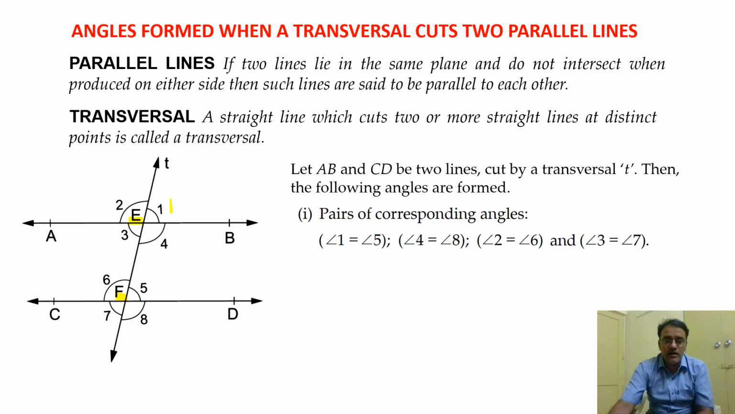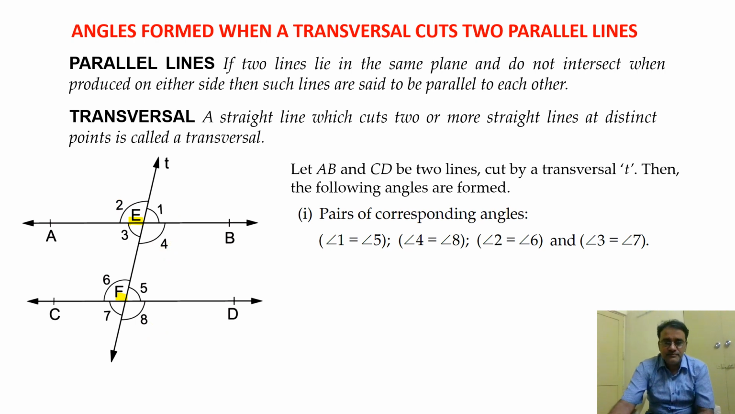So angle 1 is equal to angle 5. These two are corresponding angles. And angle 4 is equal to angle 8, angle 2 is equal to angle 6, and angle 3 is equal to angle 7. Okay, so how many pairs are there? A total of 4 pairs. Let me erase this a little.